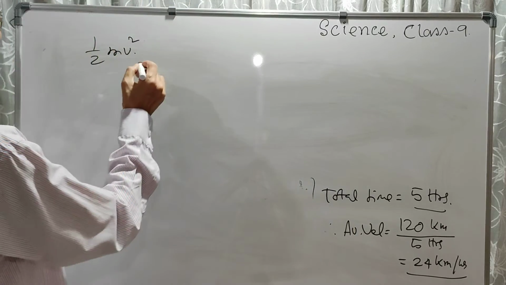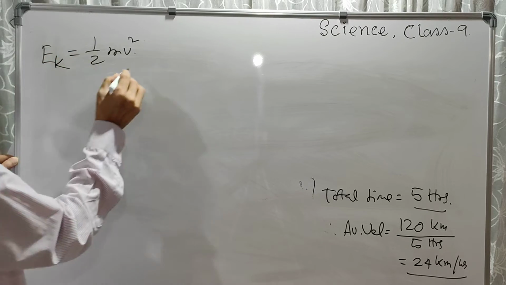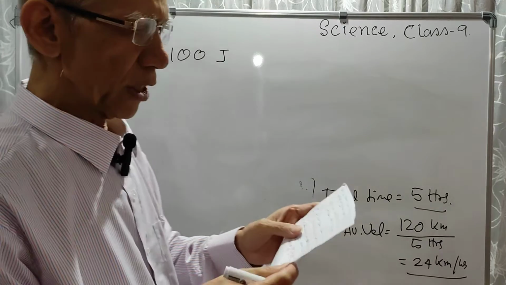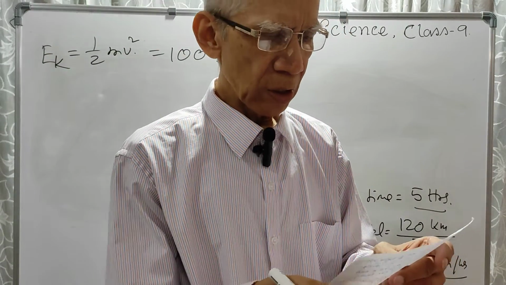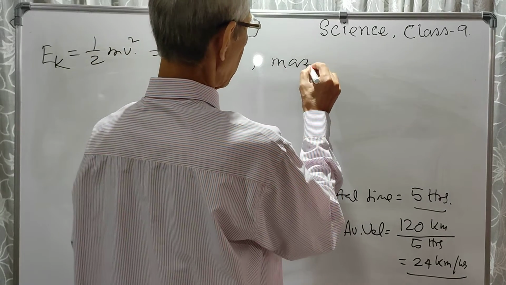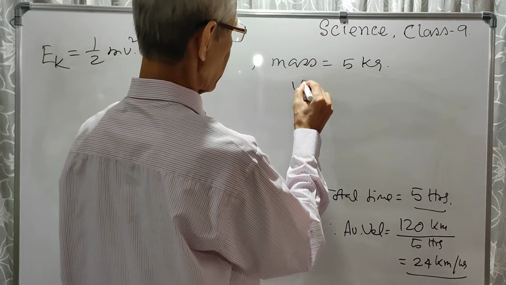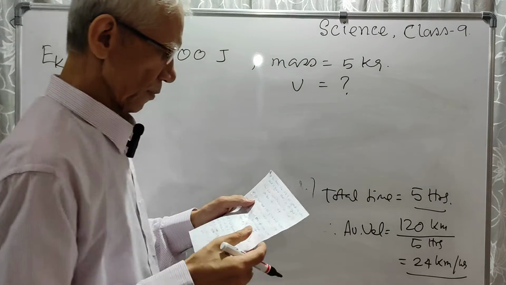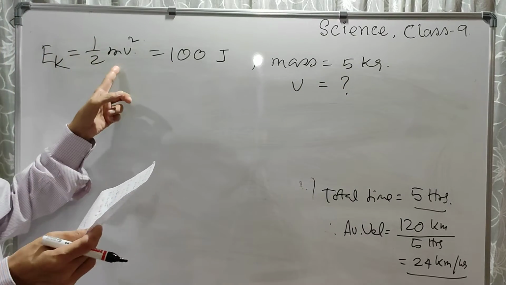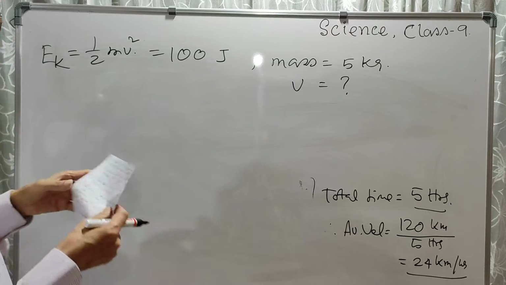In the question, kinetic energy is given as 100 joule. The mass of the body is given as 5 kg. So you have to find the velocity. Very simple. So use this formula.